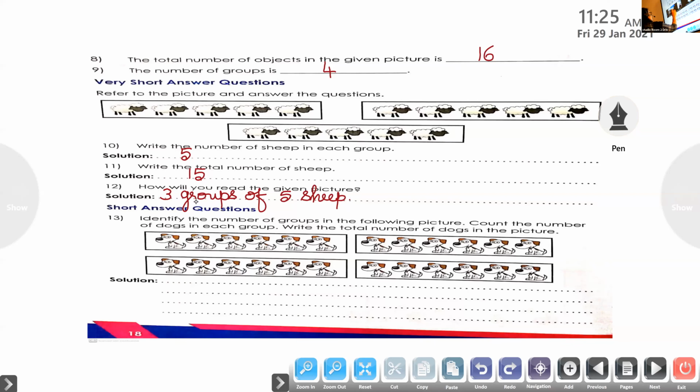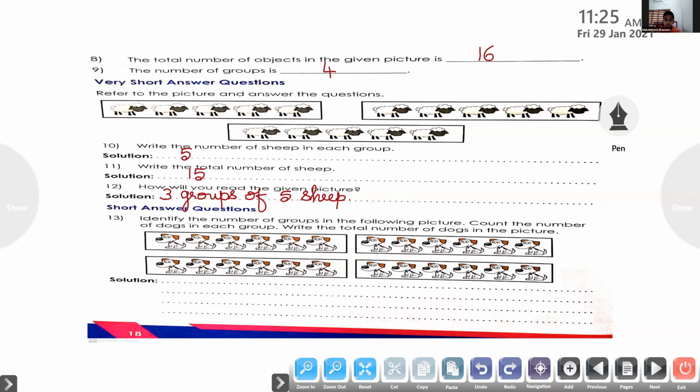Now question number 13. Identify the number of groups in the given picture. Count the number of dogs in each group and write the total number of dogs. So you have to write all the statements and you have to do the repeated addition in question number 13. Now what should be the first statement?